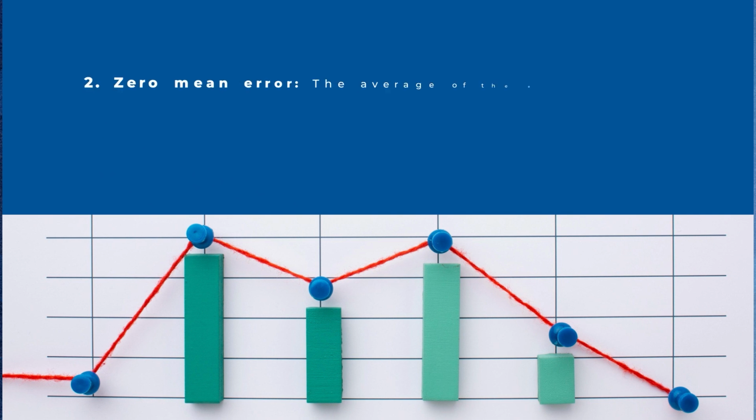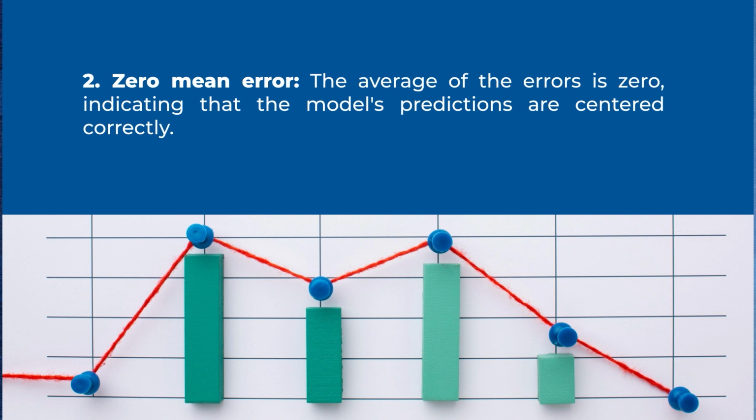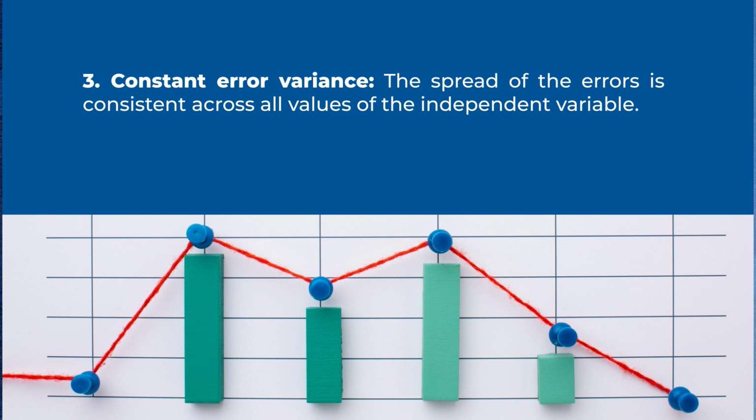Other assumptions are zero mean error. The average value of the error term is expected to be 0. This condition indicates that the model's predictions are unbiased, centered correctly with no systematic overestimation or underestimation of the dependent variable. Then, constant error variance: the variance of the error term should remain constant across different values of the independent variable. This homogeneity of variance, also known as homoscedasticity, ensures that the model's predictive power is consistent throughout the data range.